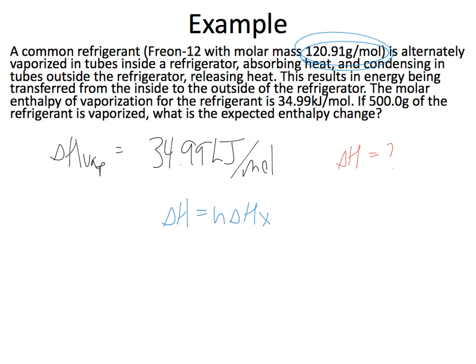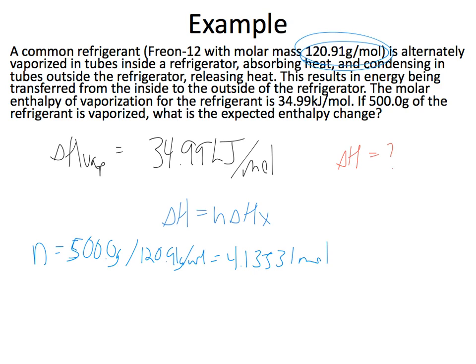There's our molar mass. So to find moles, we take our amount, 500.0 grams, and divide it by the molar mass, which is 120.91 grams per mole, and what we get is 4.13531 mole. Okay, so that's how many moles of refrigerant I have. So now I have my molar enthalpy, I have my amount of moles, and I just have to multiply the two and get delta H. So I'm going to do that.